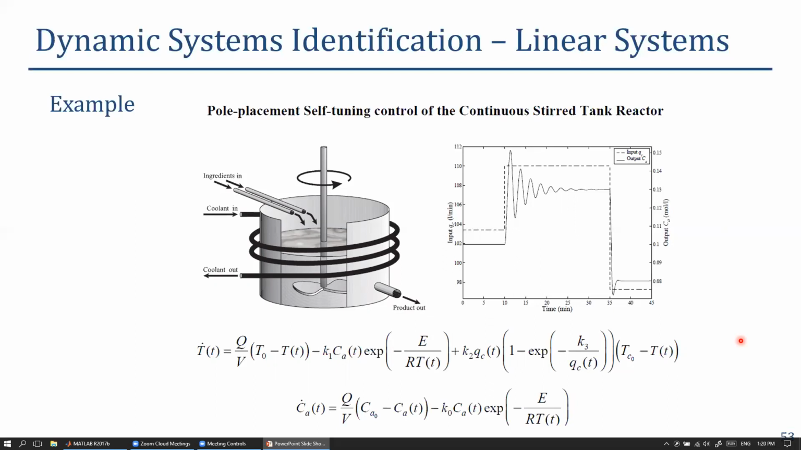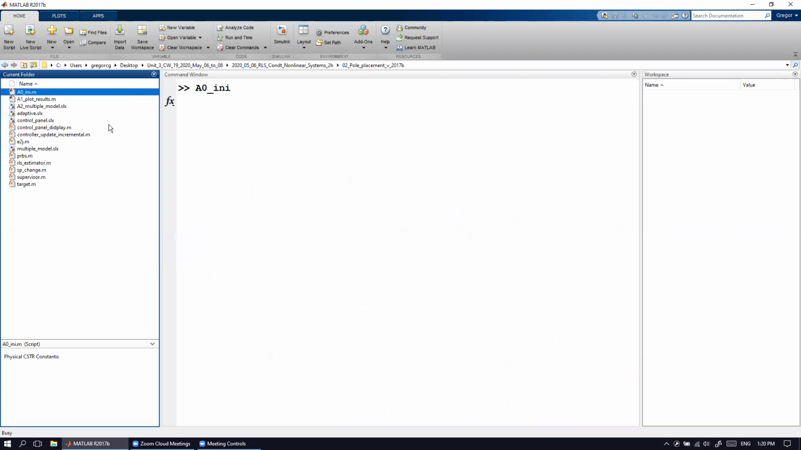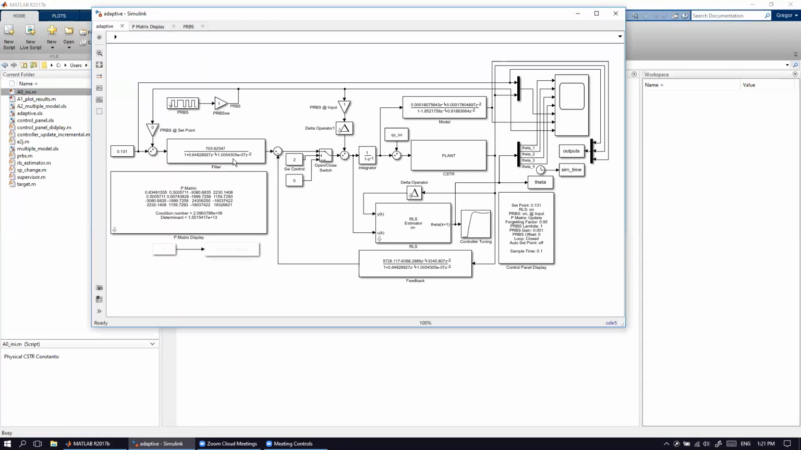Okay, so now I am going to run the examples that we started the other day, last week. And I will go through that a little bit slower. So I'm just starting it right now. Now the Simulink block diagram is going to appear. So tell me, how well do you see the block diagram?